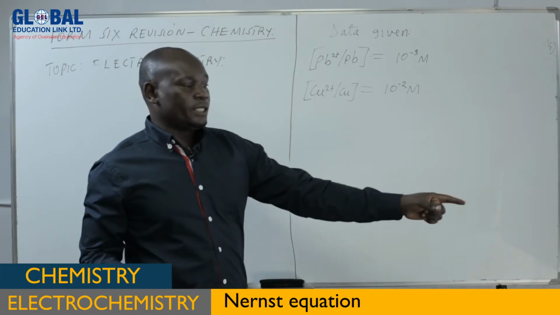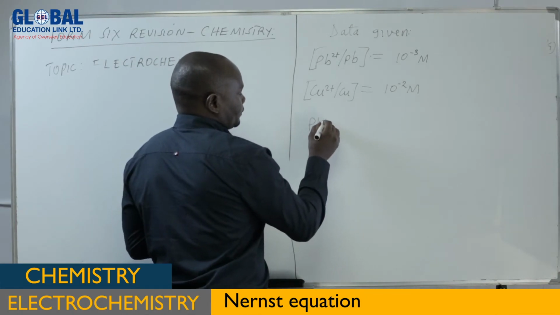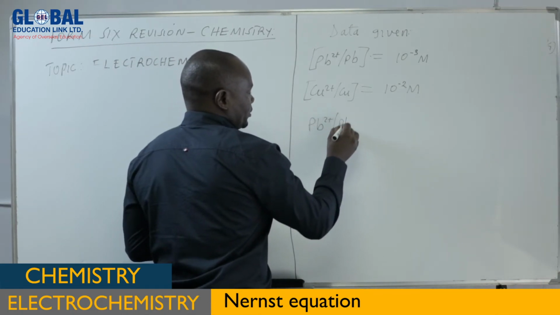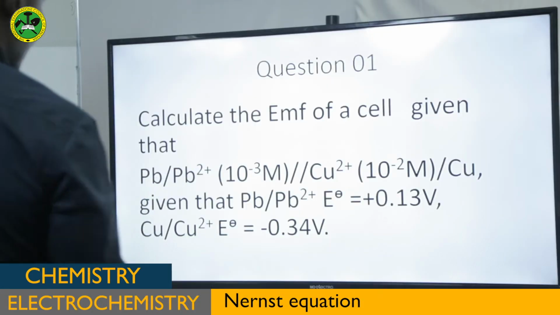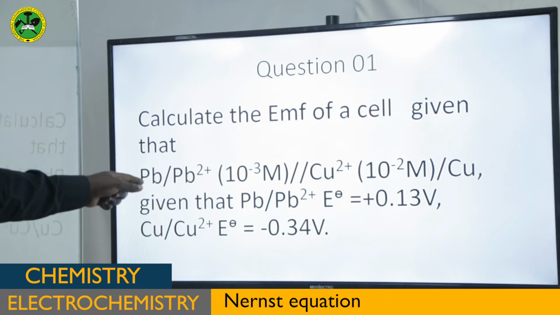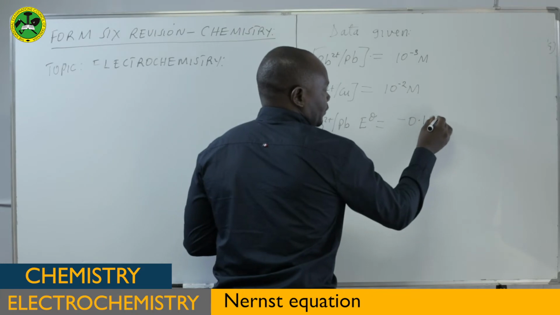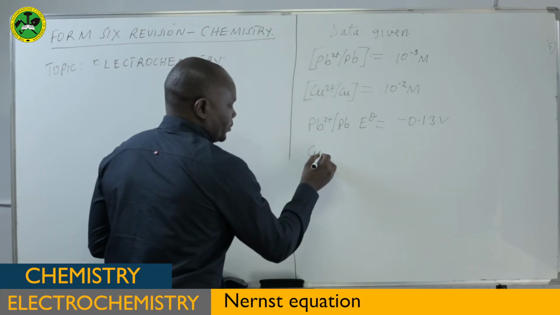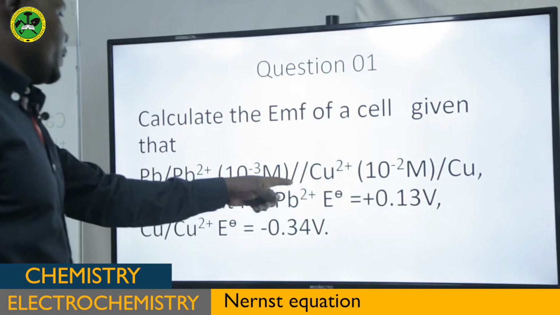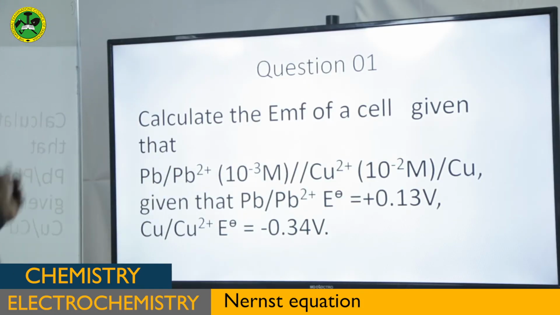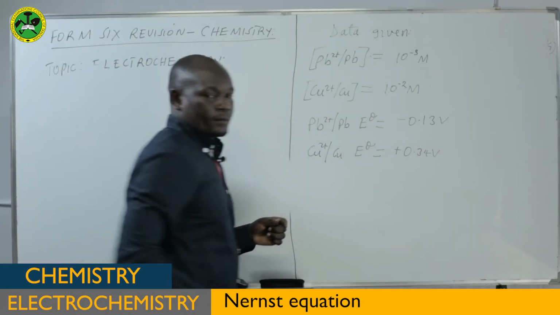Remember, I have said that it should be written in reduction potential. So it is lead 2 positive in reduction to lead. Then the standard electrode potential we have been given as 0.13 positive, so it will now be negative 0.13 volts. And that of copper should also be written in reduced form. Then its standard electrode potential will be positive 0.34 volts.